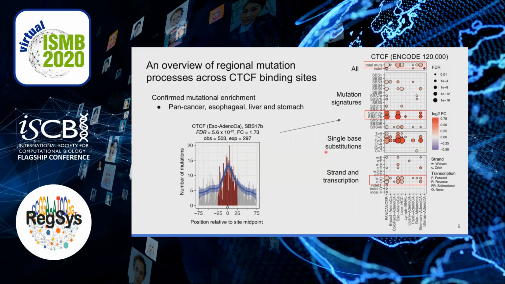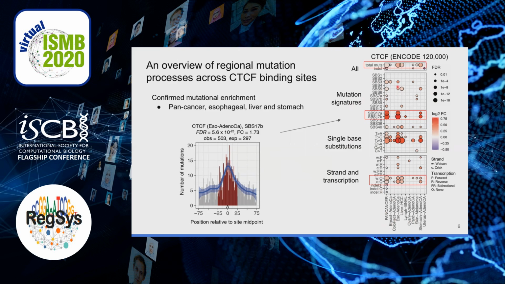And so this is an overview of the RM2 results applied to the CTCF binding sites. The different columns show different cancer types, with pan-cancer shown on the far left. The y-axis is split into 4 different panels by mutational properties. The circles correspond to the FDR-corrected p-values, whereas the colors correspond to the fold change.